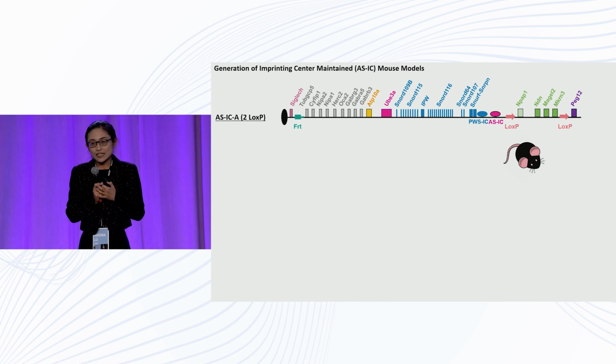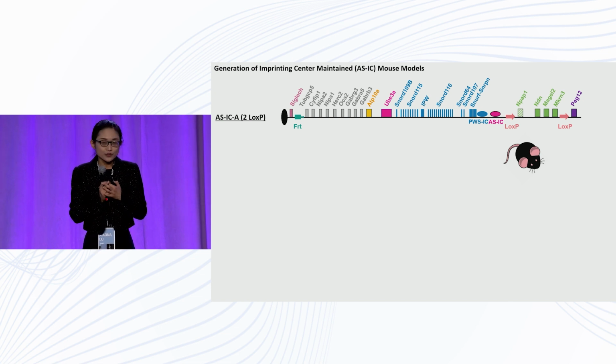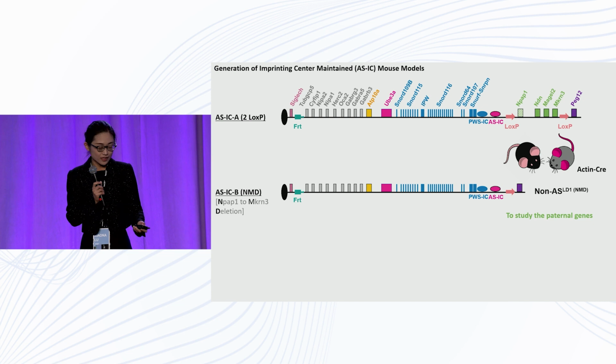We also generated another 5 companion lines which have an intact imprinting center and UBE3A, also using the CRISPR genome editing strategy. The A line is an intermediate product. It carries 2 LoxP sites. We cross these A mice with actin-Cre males to generate the B lines. The B lines have all the imprinting center downstream genes deleted.